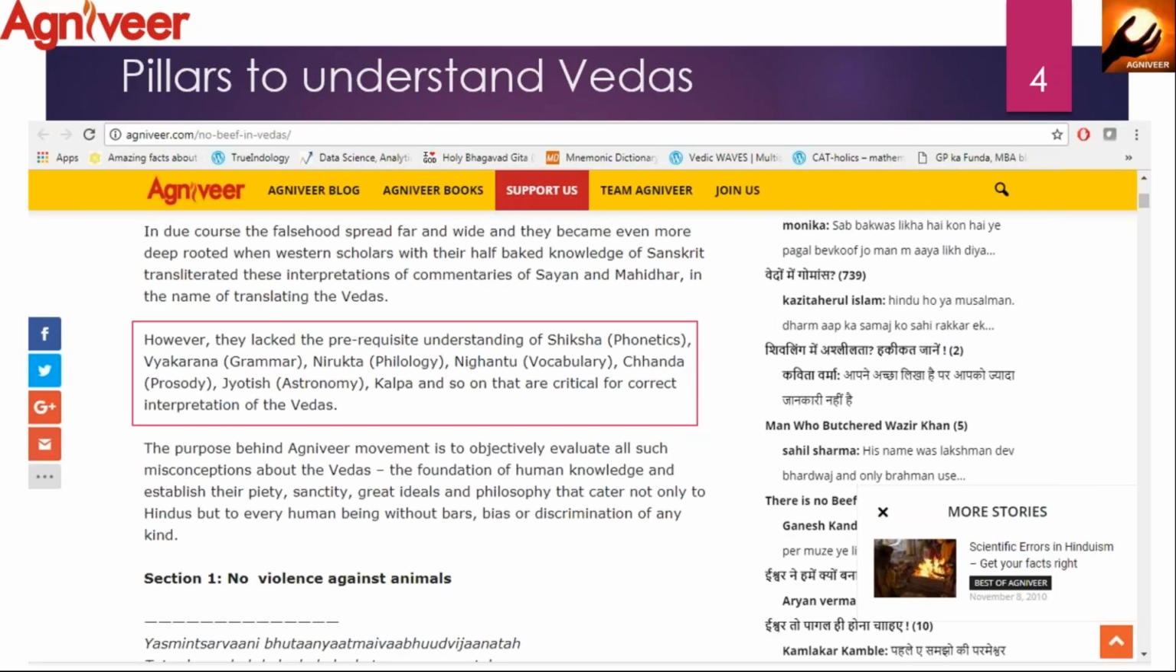I have taken this from one of the slides on the Agniveer page, No Beef in Vedas. From there, I came across the prerequisites required to understand the Vedas. One of them, as you can see, is Jyotish or astronomy. The Vedas talk a bit about astronomy, about some of the nakshatras, the alignments, and some rituals that have to take place in particular planetary alignments. For understanding that, you need a basic understanding of Jyotish. It is one of the pillars to understand the Vedas. Not very extensively, but in a way you need to know those things.